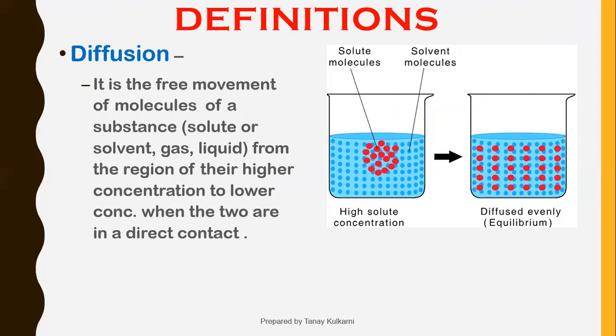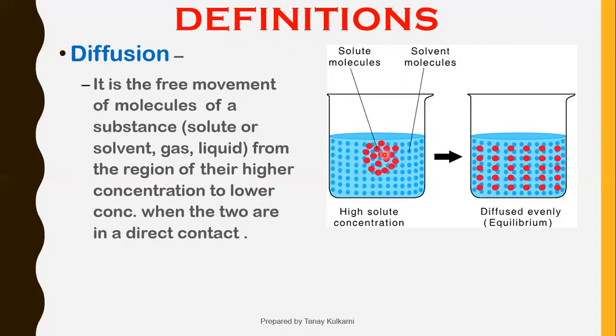The definition of diffusion is in front of you on your screen. It is the free movement of molecules of a substance, whether it is solute, solvent, gas or liquid, from a region of their higher concentration to a region of their lower concentration. But the most important thing is that the two regions should be in direct contact.